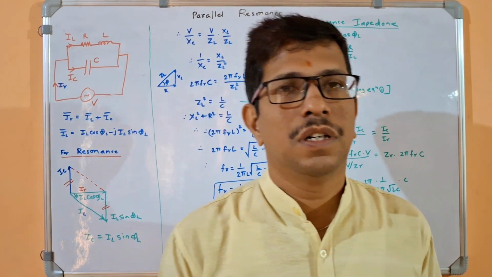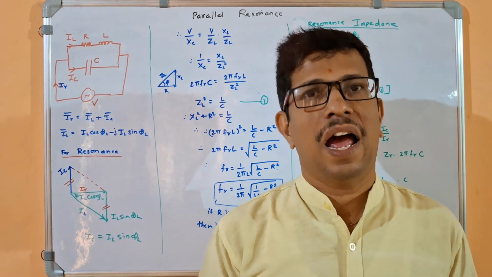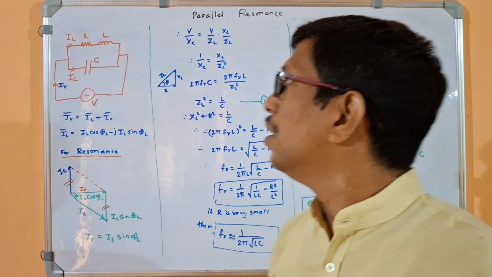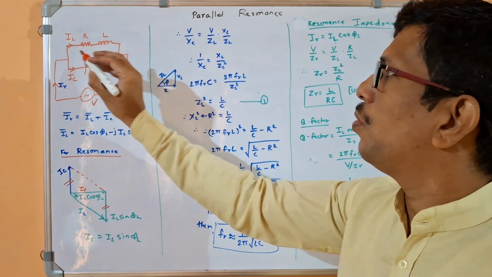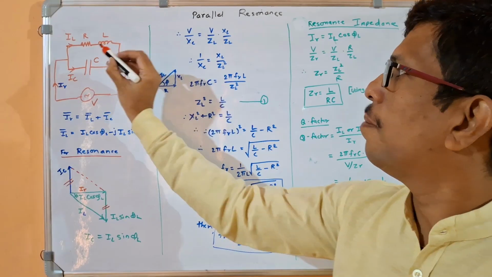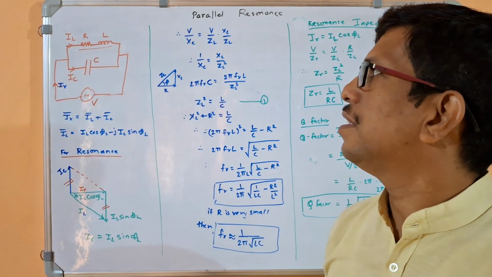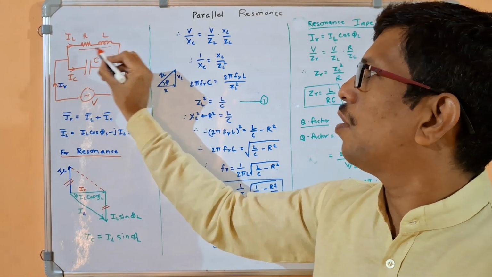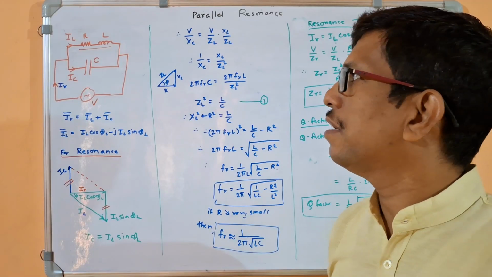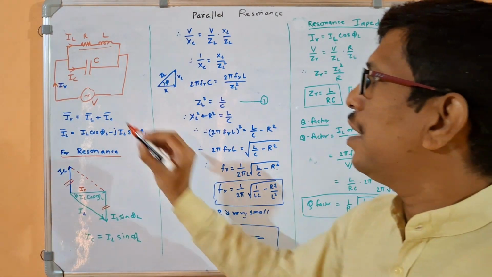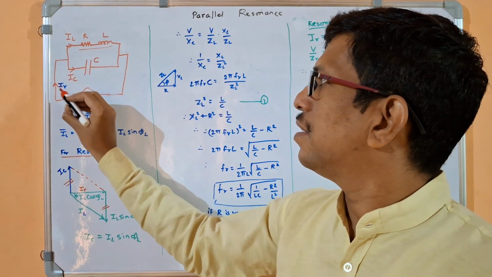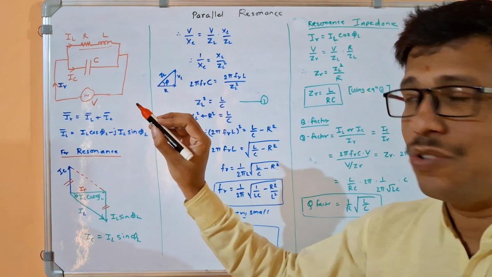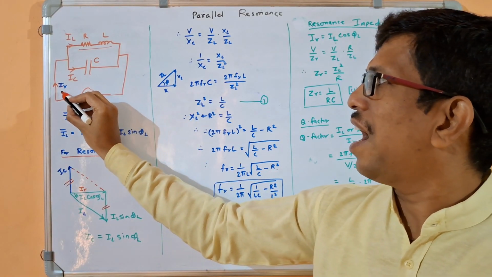Namaskar मित्रांनो. Like series resonance, we are having parallel resonance also. So in parallel resonance, we have to consider the circuit, which is a combination of RL in series, and the series combination is connected in parallel with capacitor. The current coming from the supply is I. So at resonance we write it as IR.